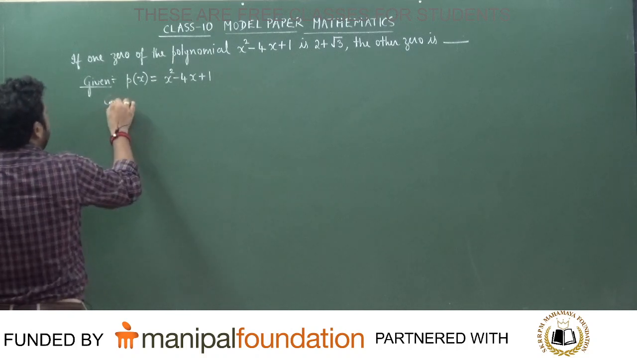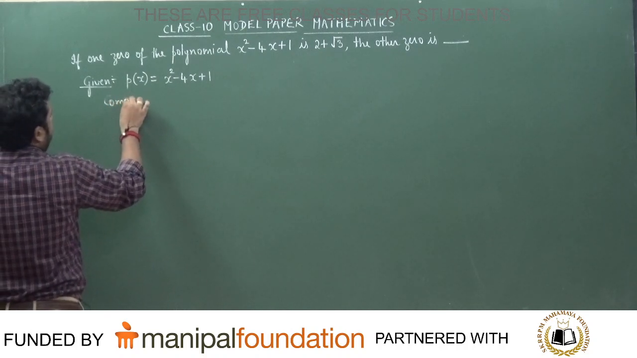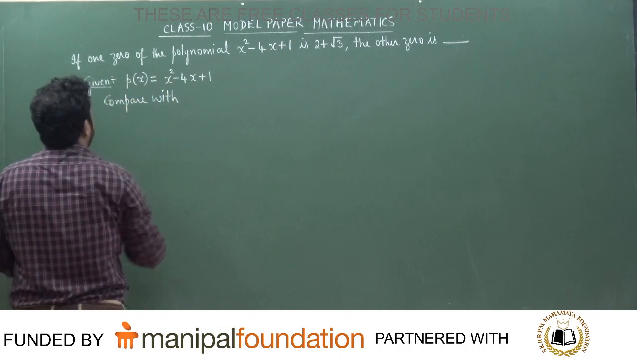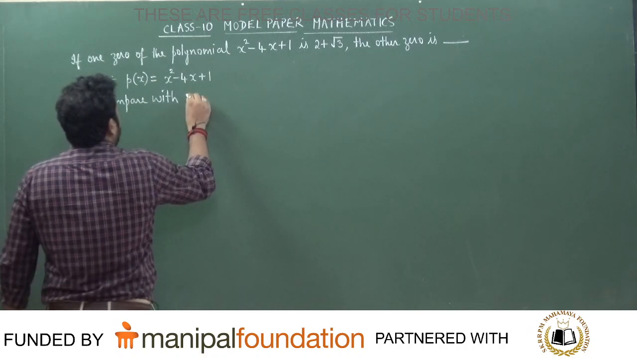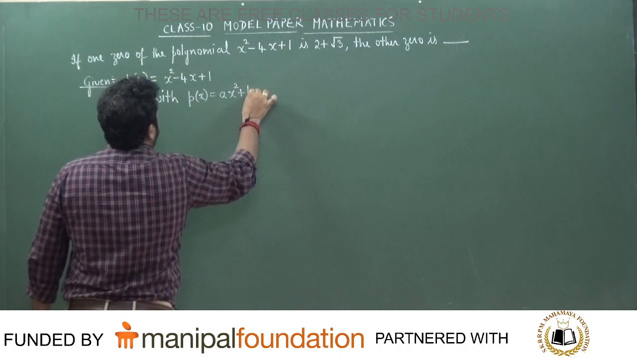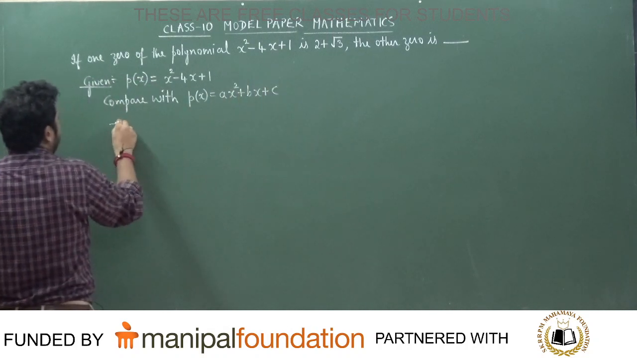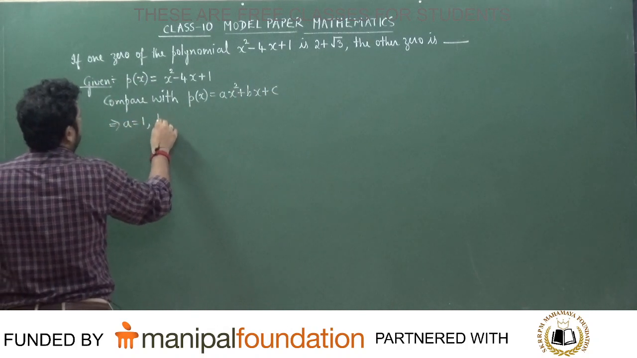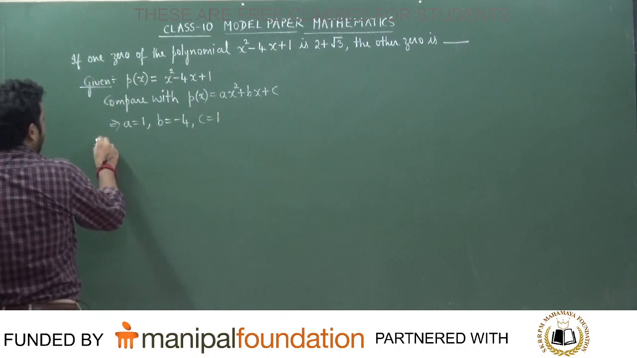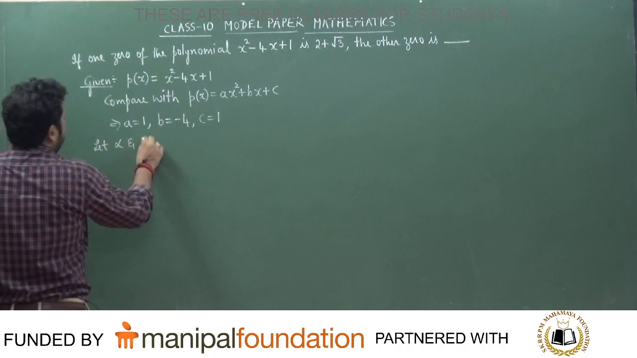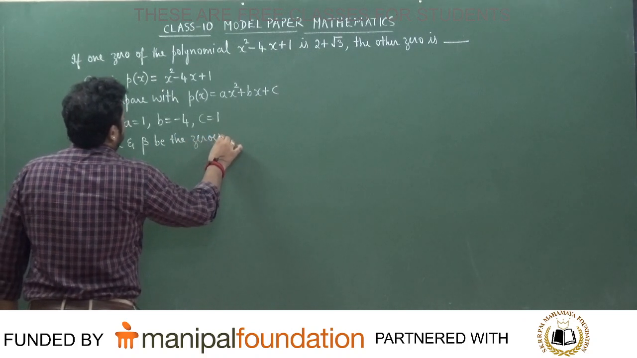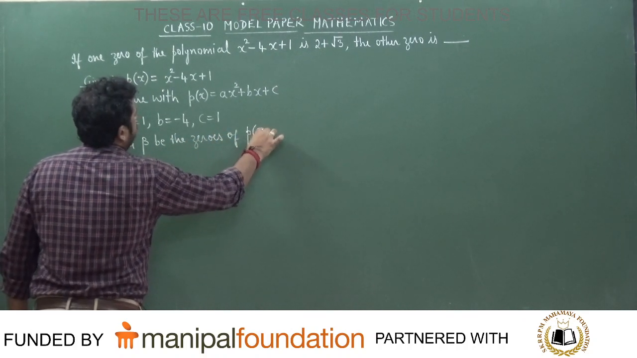So what we'll do, students, we'll compare with the standard polynomial. We'll compare this with p of x is equal to ax square plus bx plus c. This implies, tell me, what is the value of a is equal to 1, b is equal to minus 4 and c is equal to 1. Is it okay? So, let alpha and beta be the zeros of p of x.